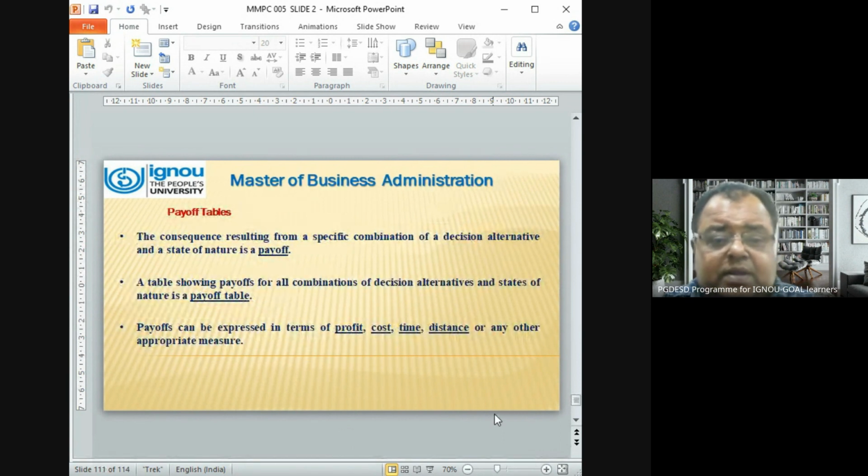Payoff table. The consequence resulting from a specific combination of a decision alternative and a state of nature is a payoff. A table showing payoff of all the combinations of decision alternatives and states of nature is a payoff table. Payoff can be expressed in terms of profit, cost, time, distance, or any other appropriate measure.